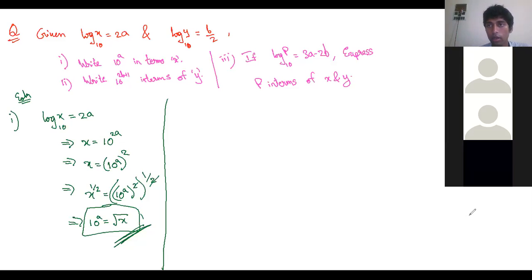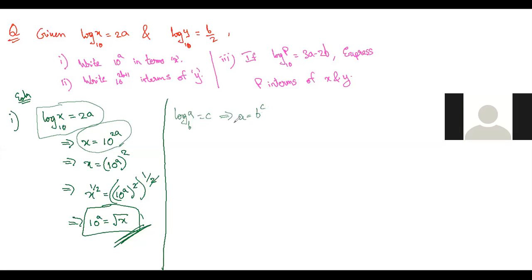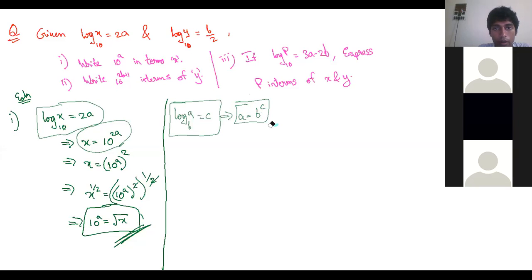Sir, can you explain this? Which one? Which step? This second step. This is the definition. If log x base 10 is equal to 2a, that means x is equal to 10 power 2a. That is the definition. If log a base b is equal to c, can I say a is equal to b power c? That is the definition of logarithm. Clear? Yes, sir.